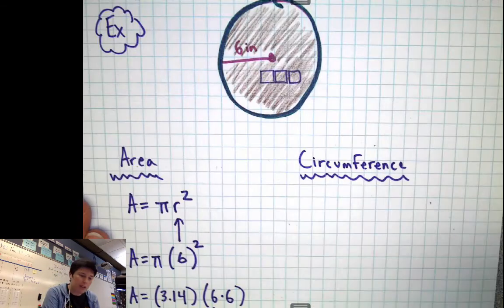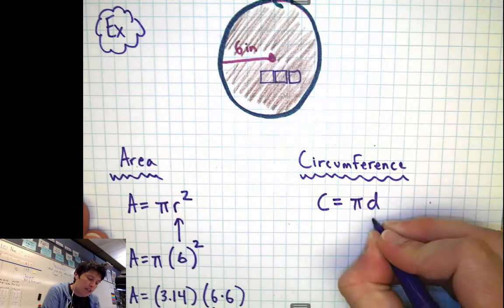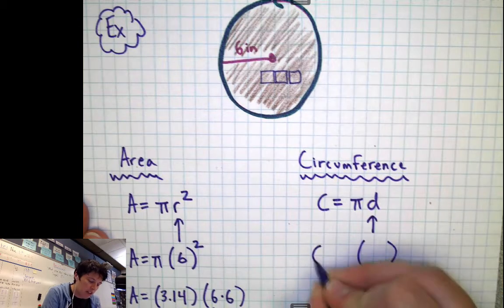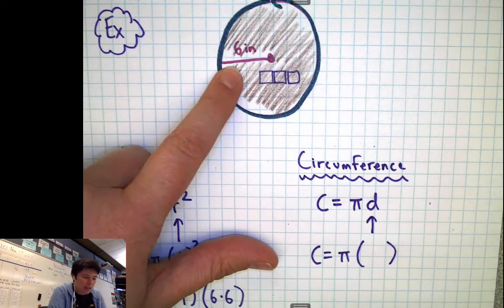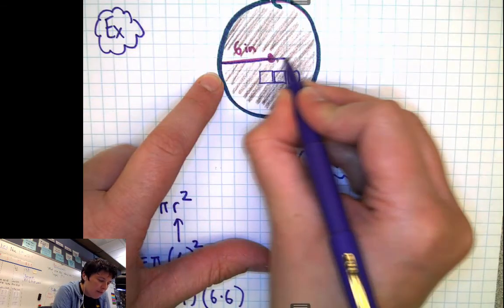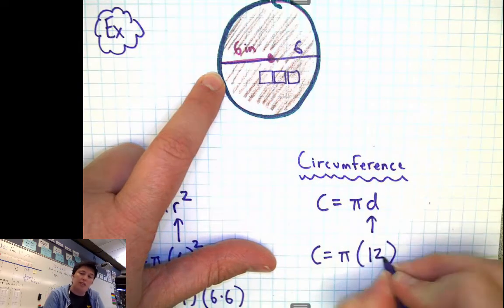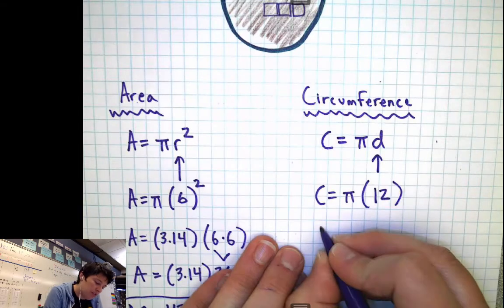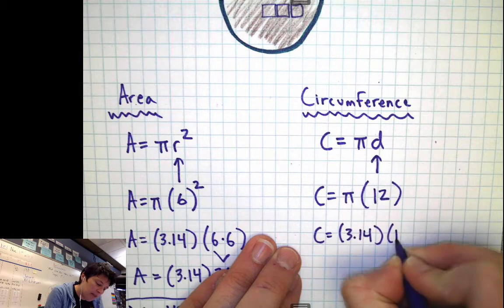If I'm doing circumference, I'm going to do C equals pi times diameter. And we're going to change that diameter into a number. We're going to figure out, okay, C equals pi times the diameter number. Well, what's the distance of our diameter? I know our radius was 6 inches, but our diameter, it'd be 6 plus another 6. So our diameter is 12 inches. So we're going to do pi times 12, or we're going to do 3.14 times 12, I should say.